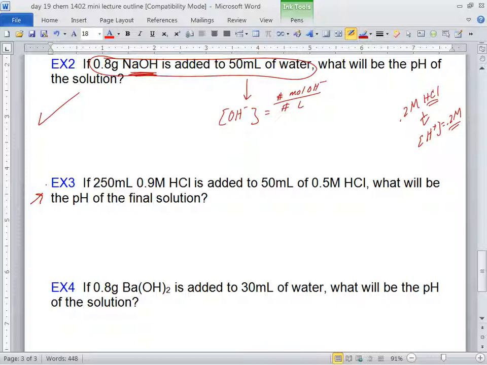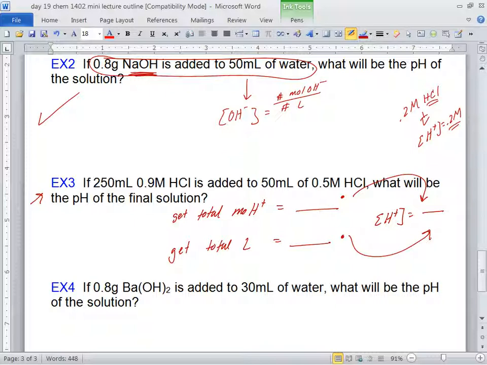So, this answer, right? Get the total moles of H plus. Get the total liters. Then divide them, because then you'll have the concentration. Then divide the two, that one divided by this one. Then you can get pOH. You can get whatever they want.